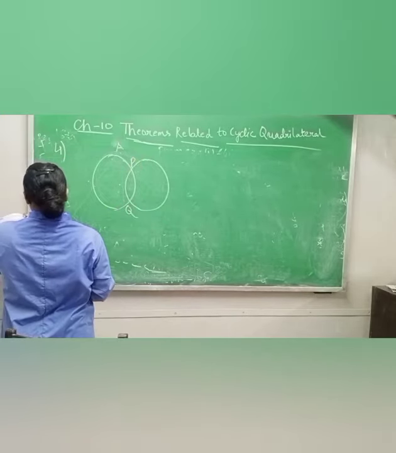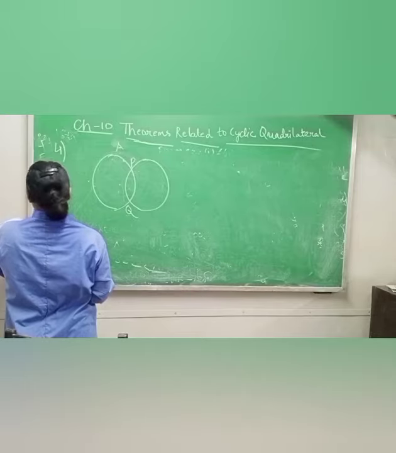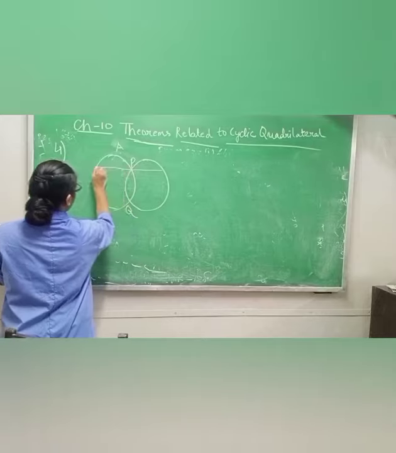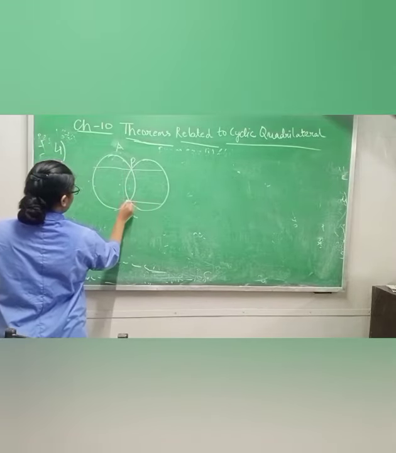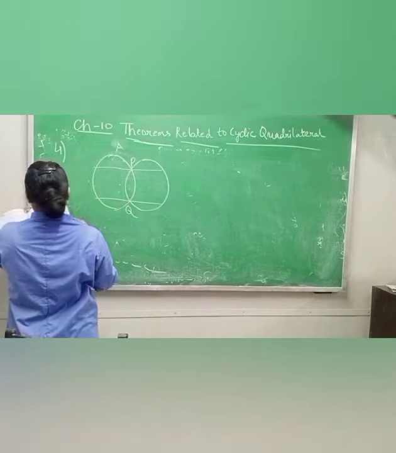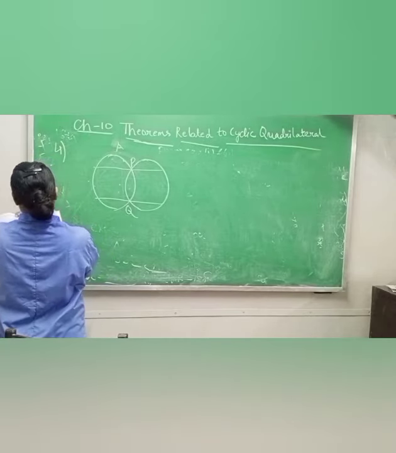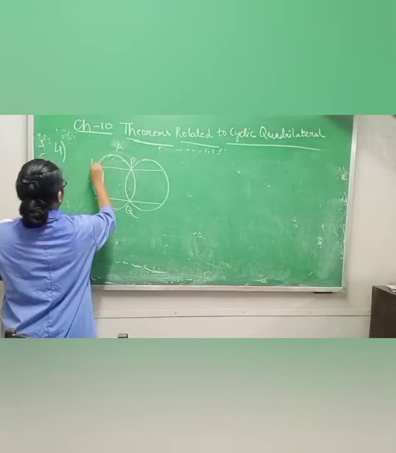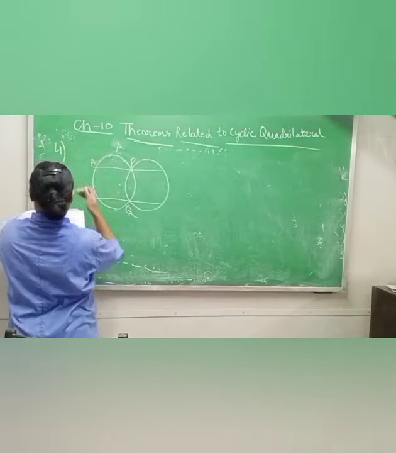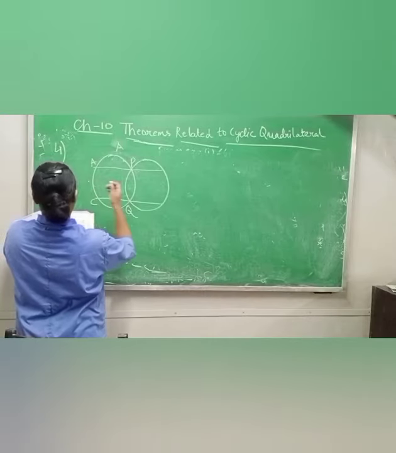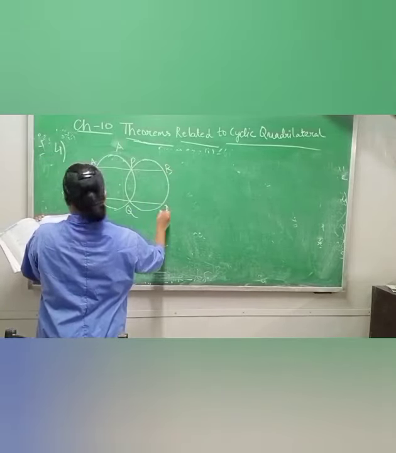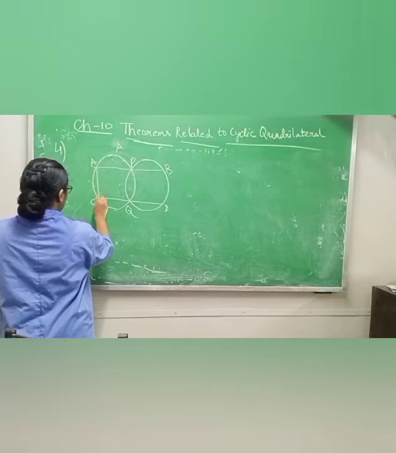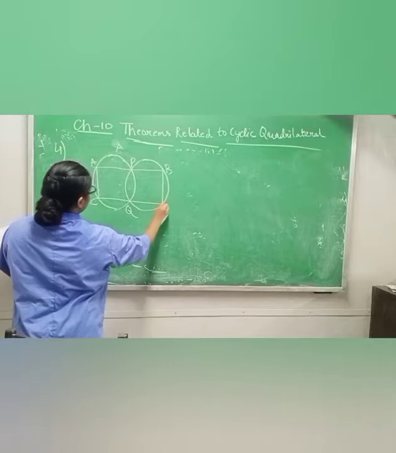Two straight lines through the point P and Q. So this one straight line is going, and one more straight line is going through Q. Two straight lines through the points P and Q intersect one circle at points A and C, and the other circle at the points B and D. Let us prove that AC is parallel to BD.